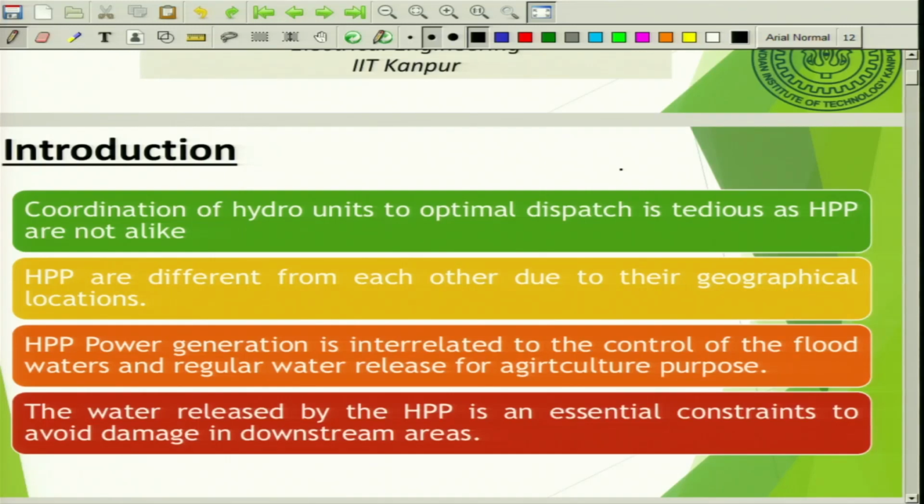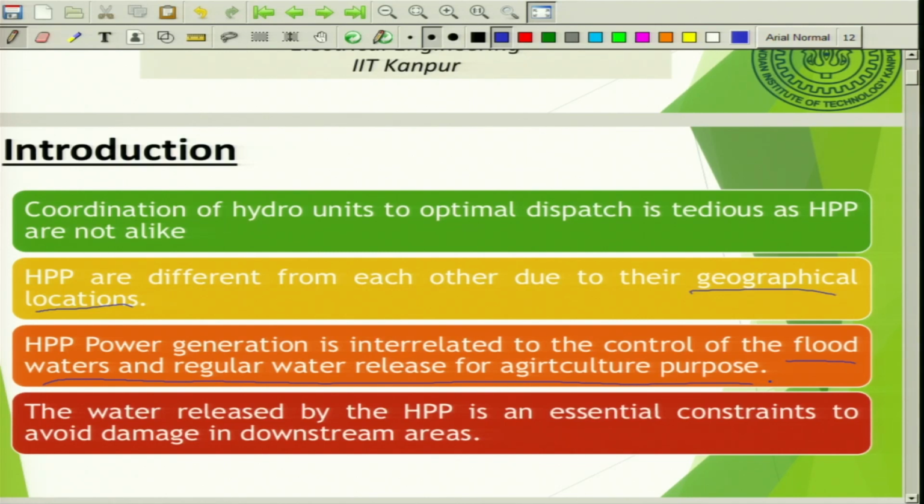Hydropower plants are different from each other due to their geographical locations, and hydropower plant power generation is interrelated to the control of the flood waters and regular water release for agriculture purpose. See, hydro is always relevant to the livelihood, right? So it is not just power generation. Power generation is one aspect of the hydro power plant, I mean the reservoir. The reservoir has multiple other purposes, mainly agriculture and irrigation and so many other things.